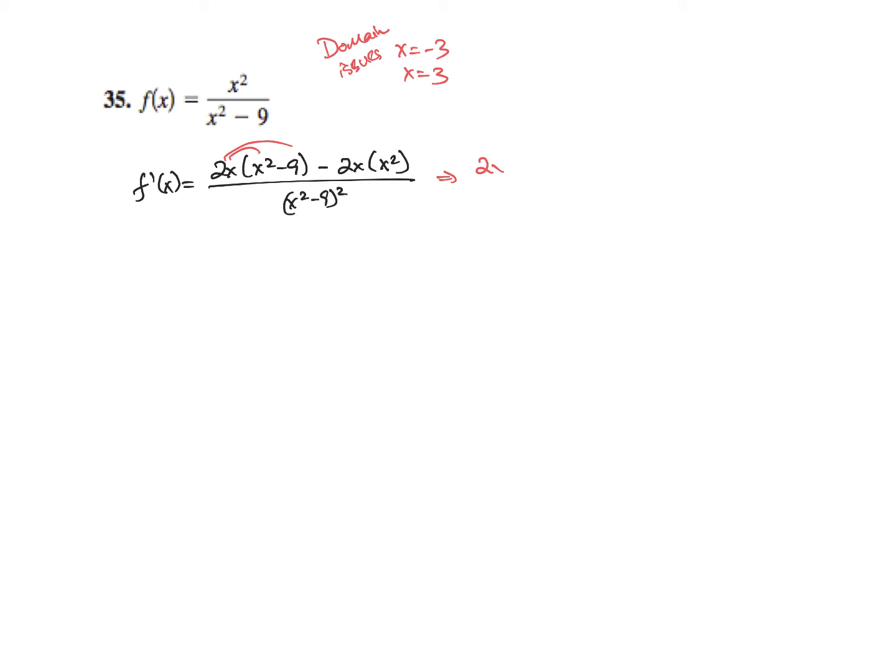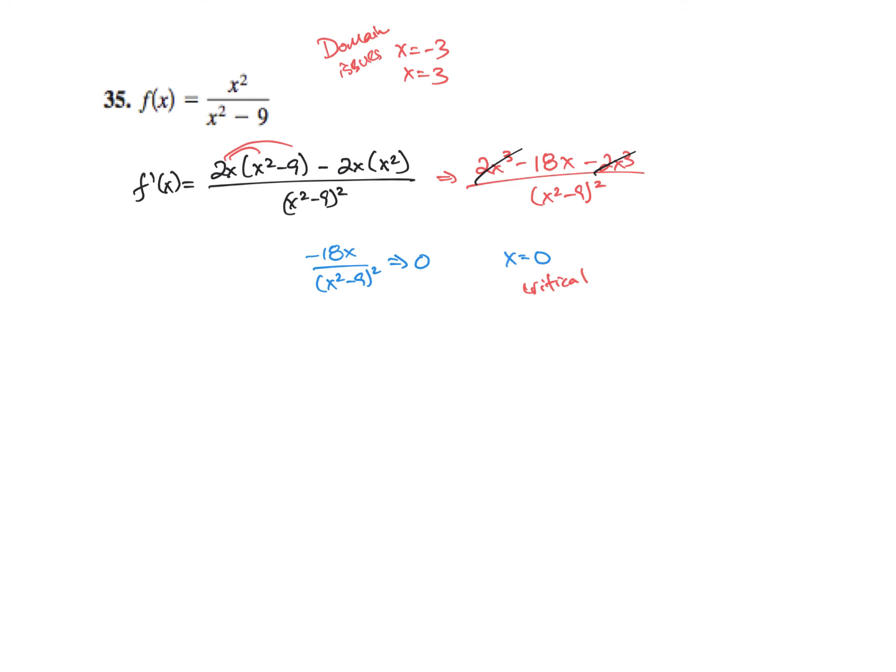So we end up with 2x cubed minus 18x and then minus 2x cubed all over x squared minus 9 squared. Does anything happen? Yes. Love it when that happens. And so what are we going to do with that now? Set it equal to 0. So we need to show that we're setting our derivative equal to 0. When does that happen? At x equals 0. All right, that is my critical number.